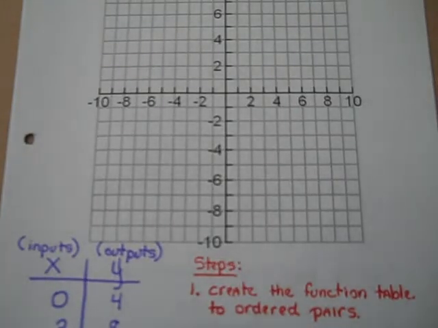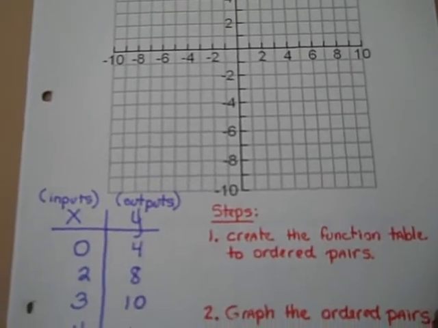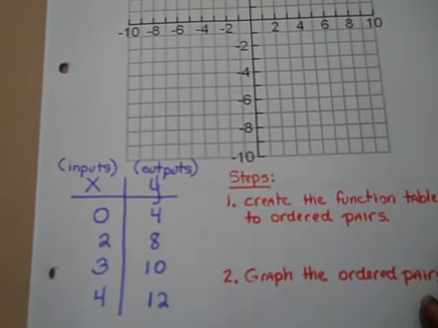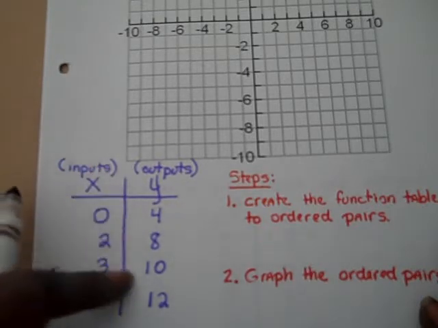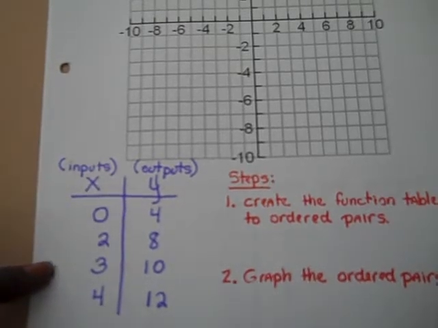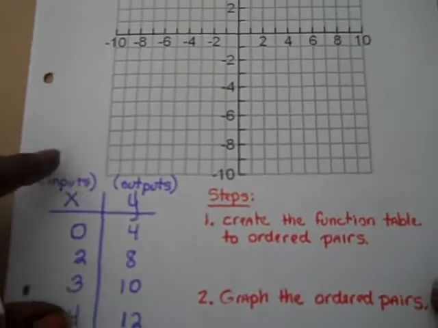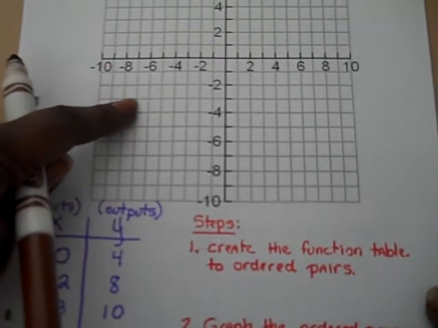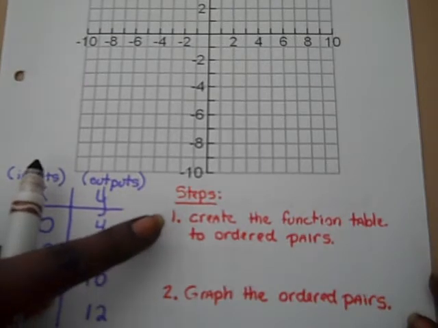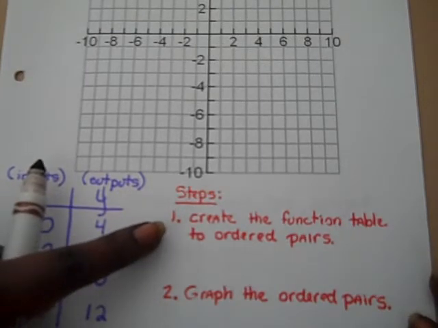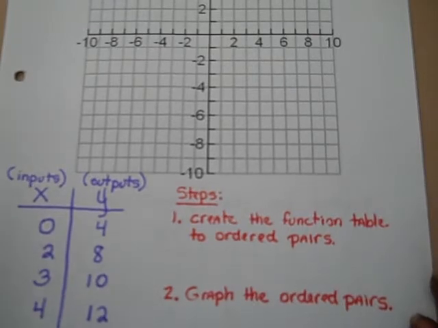Hello. Today we are going to talk about function tables and how they relate to graphs. There's three examples we're going to look at, but the first example is when you are given a function table, a table that will have your inputs and your outputs, your x's and y's, and how to convert this function table into a graph. Well, the first thing you need to do, step number one, is to create or change the function table into ordered pairs.